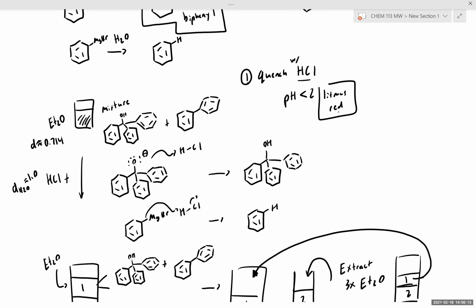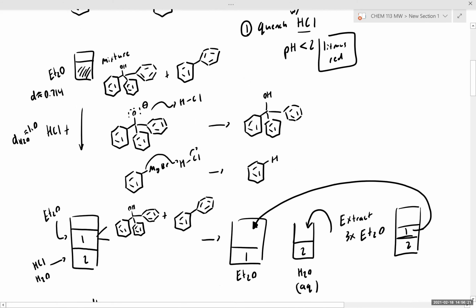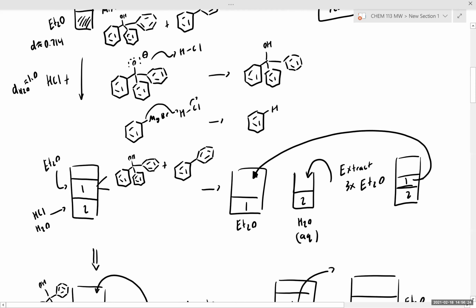Now, hydrochloric acid is an aqueous solution. We initially have diethyl ether as our reaction solvent. So when we look at the layers for this separation and extraction, the ether layer will be on top. So we're going to collect the diethyl ether layer, and then we're going to extract the aqueous layer with diethyl ether in order to remove any trace amounts of organic compound still remaining in the aqueous layer. This is a textbook method of extraction.